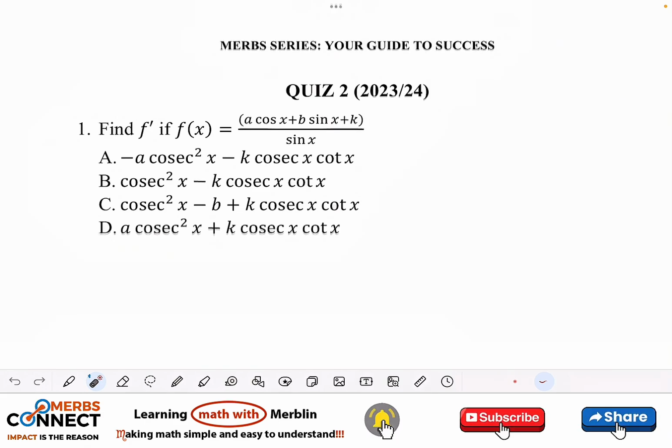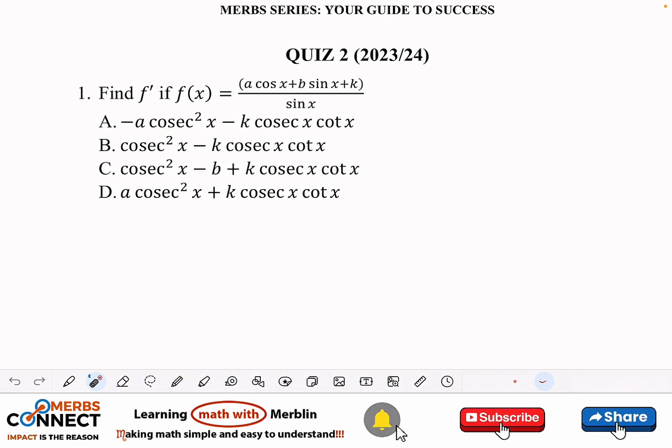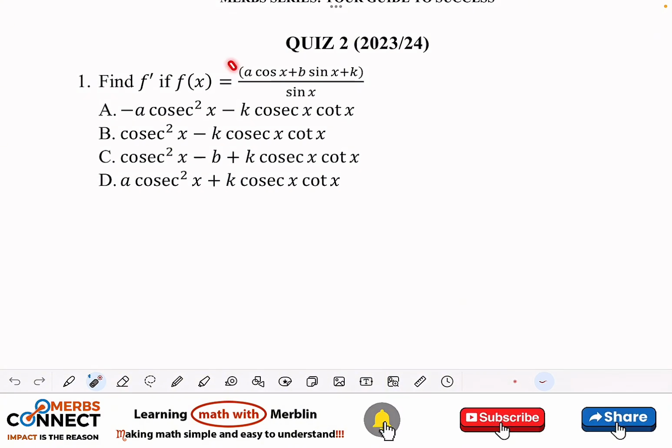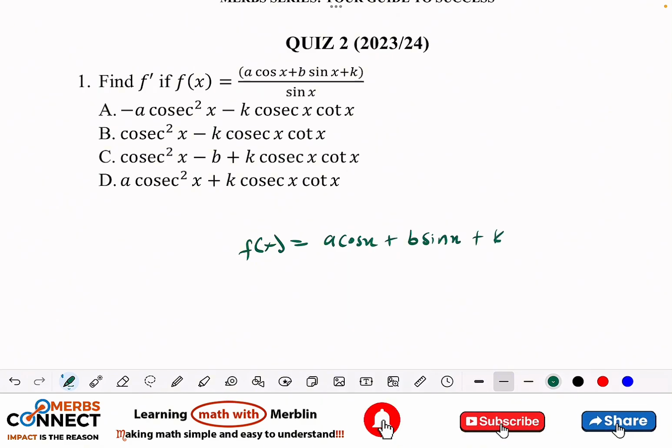So it's always good for you to know some shortcuts before you take some quizzes, right? So let's look at this one. So we have f of x, and then we want to find f prime of x, right? So this is what we just need to do. So for us to do this, let's use the shortcut. So this is (a cos x plus b sin x plus k) divided by sin x.